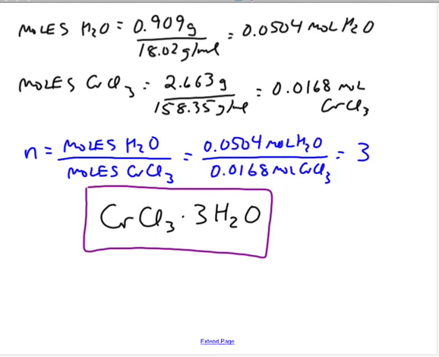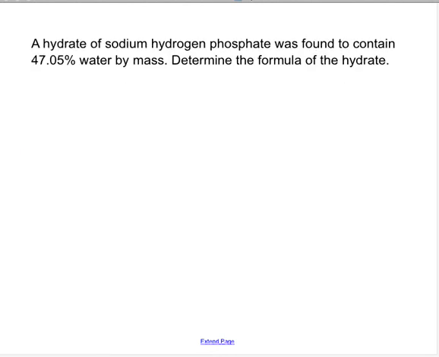Now, another way you could be given information about the composition of the compound would be not in terms of the masses of the hydrate and of the anhydrous salt, but instead of the mass percentages. So here's a problem similar to one on the worksheet. A hydrate of sodium hydrogen phosphate was found to contain 47.05% water by mass. Determine the formula of the hydrate.